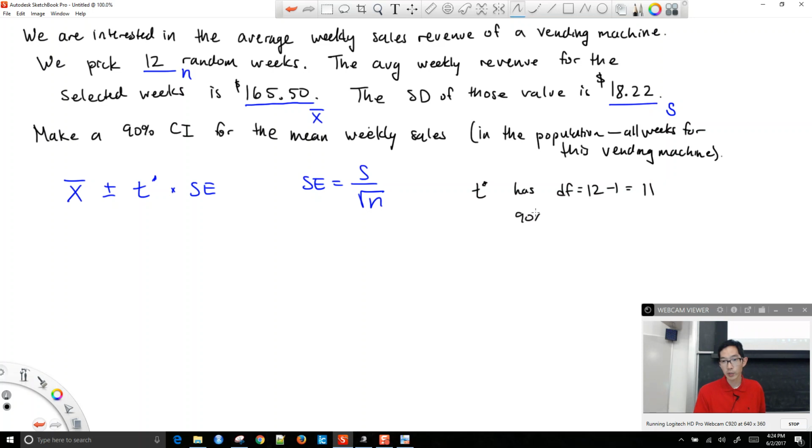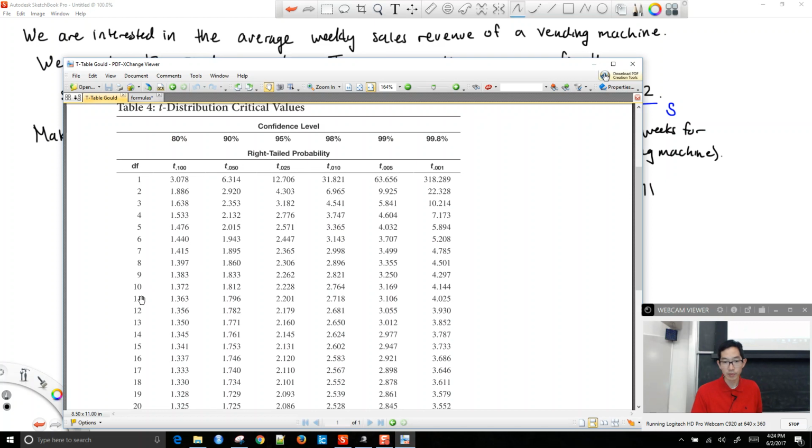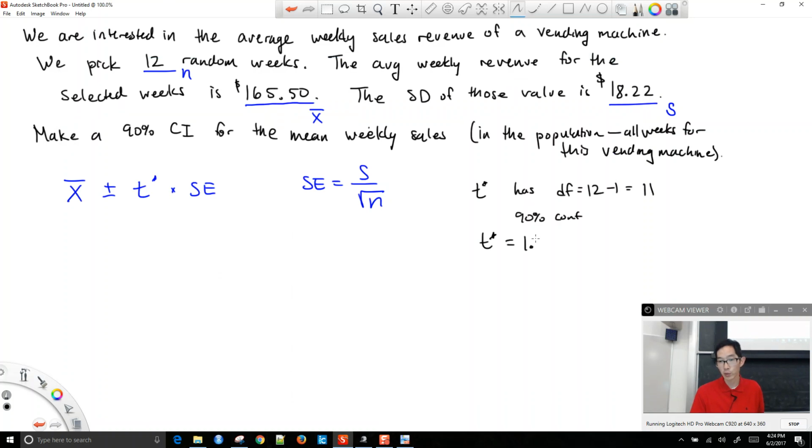And we have 90% confidence. So t star is equal to, with 11 degrees of freedom and 90% confidence, 1.796. So t star is equal to 1.796. Okay, so I'm just going to plug in all of these numbers. I got 165.5 plus or minus t star 1.796 times the standard error, which is s, 18.22 divided by the square root of n, square root of 12. So I have 165.5 plus or minus.